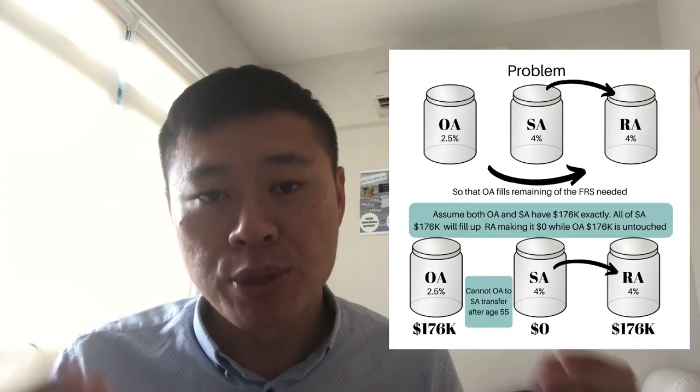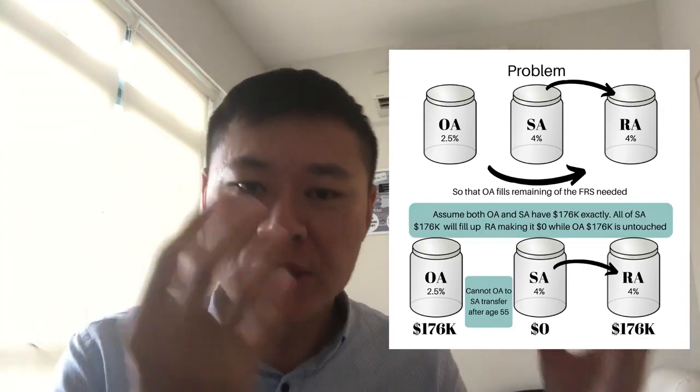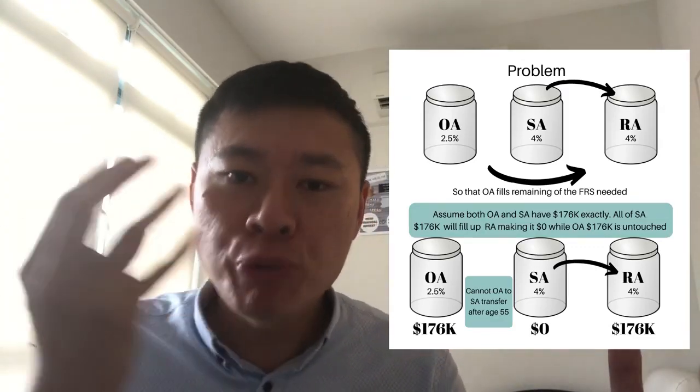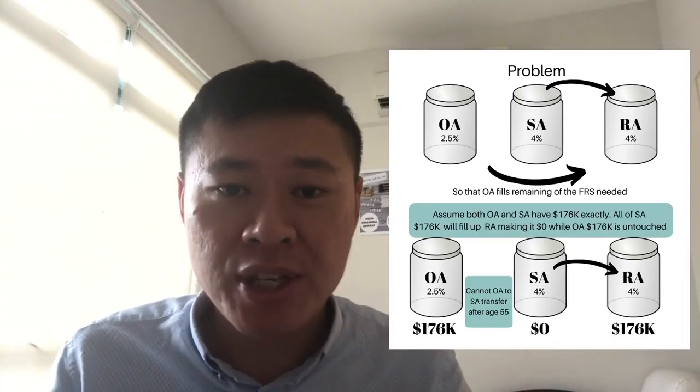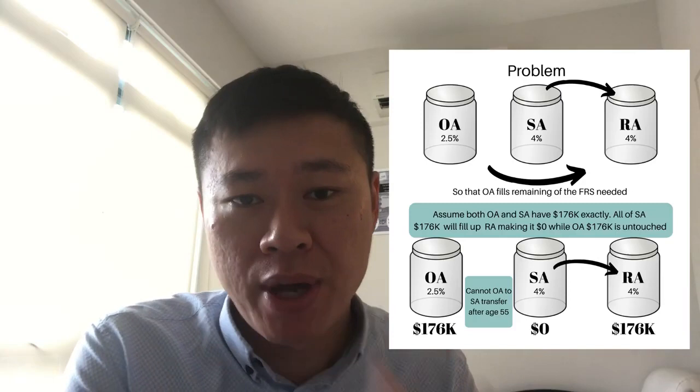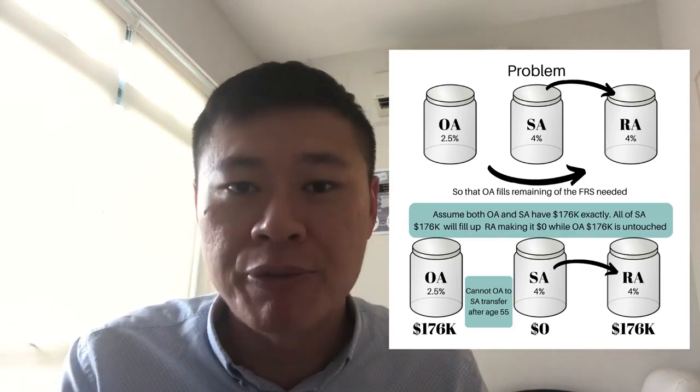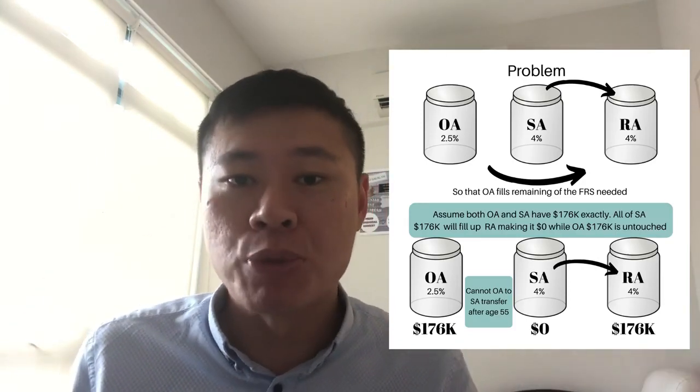The problem is this: when you form your retirement account, the Special Account (SA) monies move to the RA first, and then whatever is required moves from your OA. And in this case, $176,000 from your SA is moved to the RA and fills it up fully. Nothing is moved from your OA. That doesn't quite make sense because your OA only gives you 2.5% instead of 4%, and there's no way that you can opt to move this $176,000 from your OA instead of your SA.